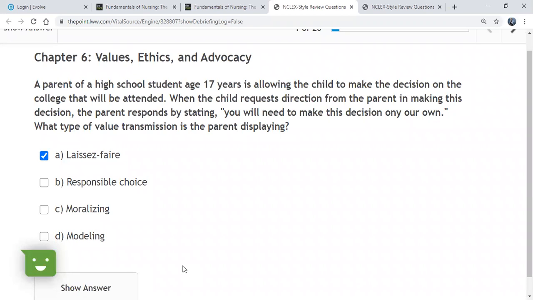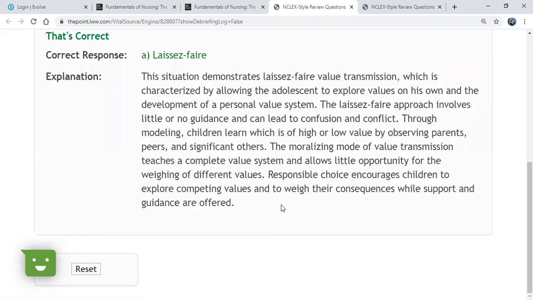Well, isn't laissez-faire like whatever you want, irresponsible, no guidance? Okay.